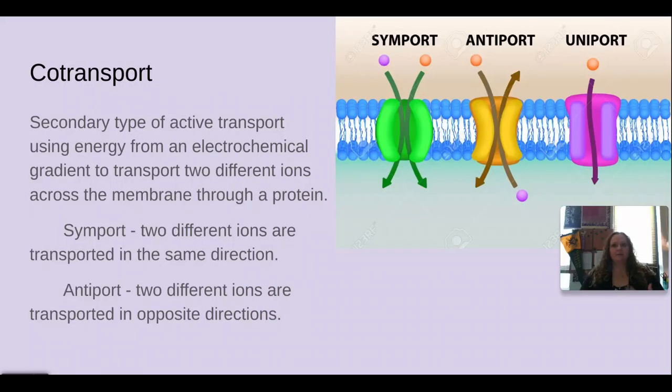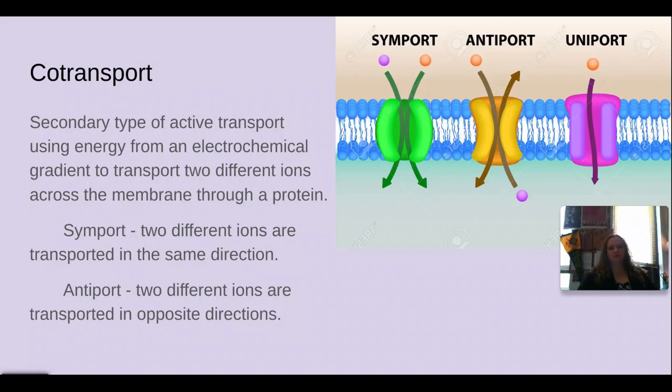There's another type of active transport known as co-transport. And co-transport is just the secondary type. It uses energy from an electrochemical gradient and usually is going to transport two different ions across the membrane, again, with the use of a protein. That's why it's a part of active transport.